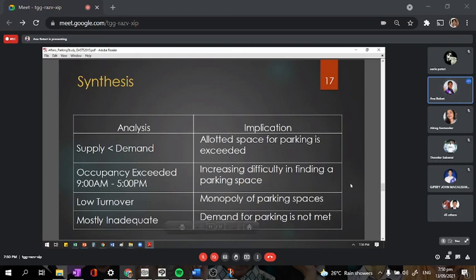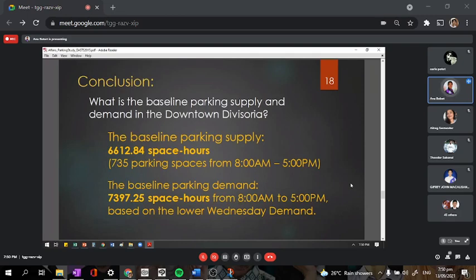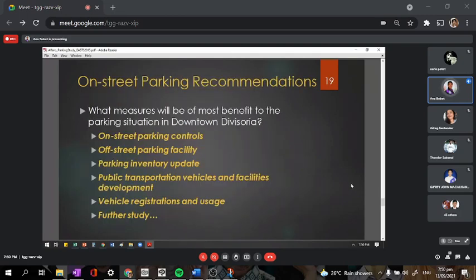This is a policy application. These are the conclusions in terms of the results, and these are the measures that will be more beneficial to the study of parking. There are parking controls, maybe putting in parking meters. Off-street parking facilities: if the government invests in vertical parking, they can create revenue from parking. And then, over time, permit checking of the parking inventory to determine how much parking is needed on a street or in a downtown area.